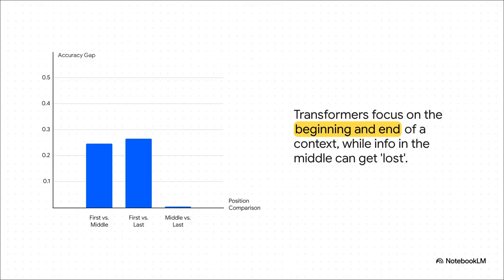Take this, for example. Research has shown that transformers have a really strong bias for information at the beginning and the end of a long prompt. They pay super close attention to what you say first and last, but details that are buried deep in the middle, yeah, those can often get ignored or just lost. And that's not from the data, that's just a weird quirk of the architecture itself.